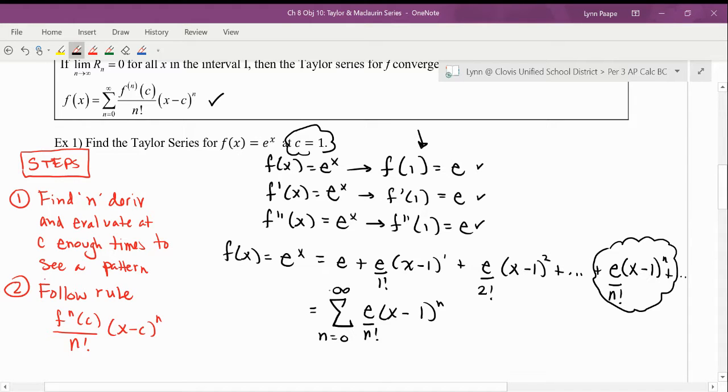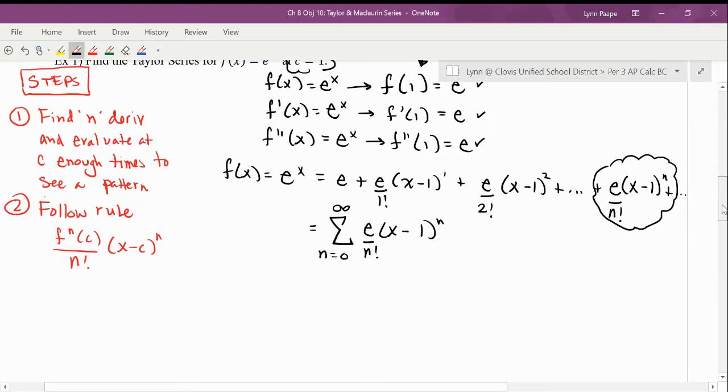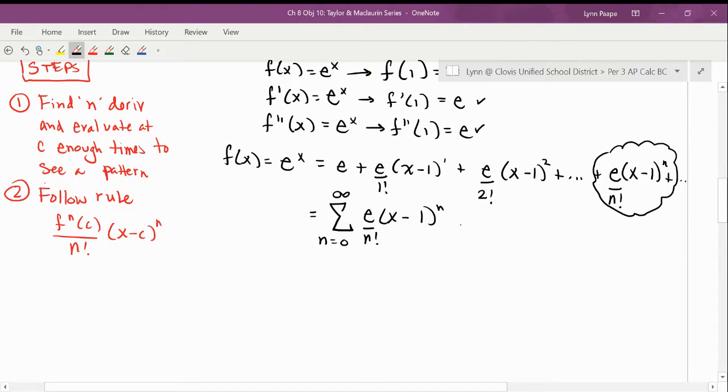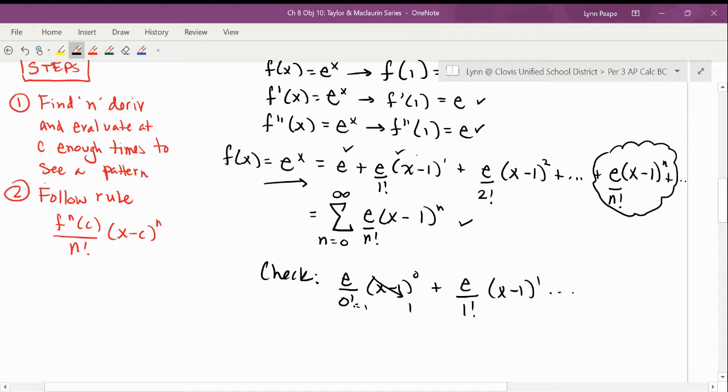And if you ever get to a point where you're like, wait, should it start at 0? Did I do this right? Just substitute in a few terms and see. If you wanted to check that this series will generate those terms, just substitute in a few numbers. So substitute in 0: you would get e over 0 factorial, x minus 1 to the power of 0. Put in n equaling 1: e over 1 factorial, x minus 1 to the first power, and so on. And 0 factorial is 1, and to the power of 0 is also 1. You can see up here that, yes, those are the same. And there you go.